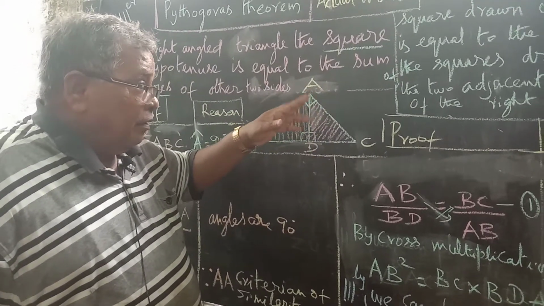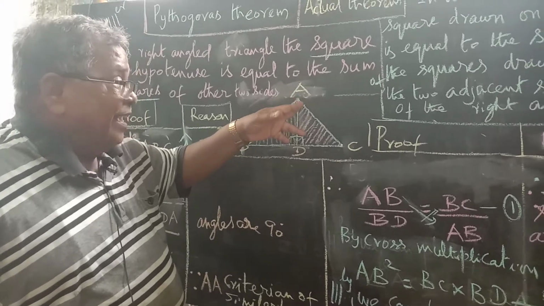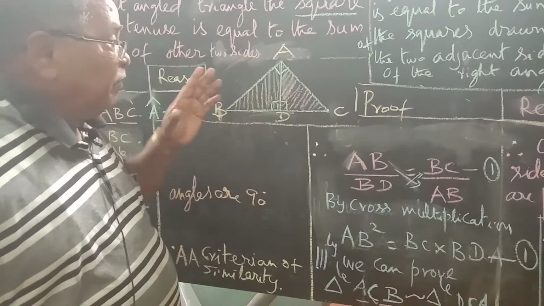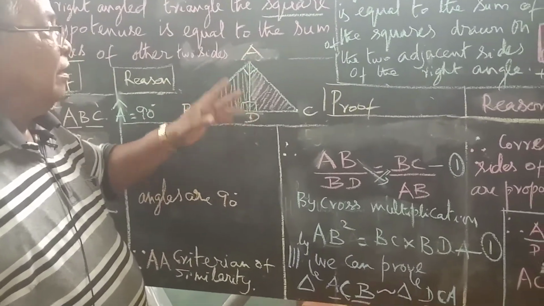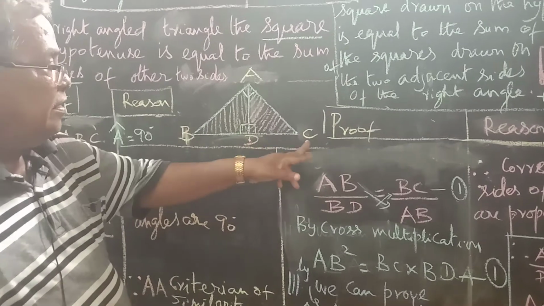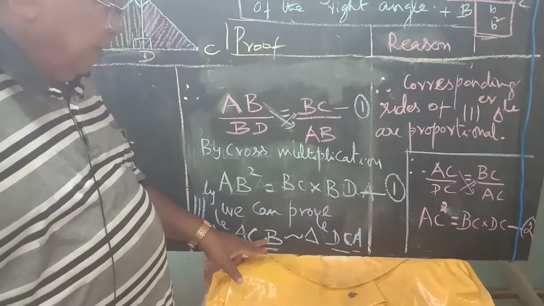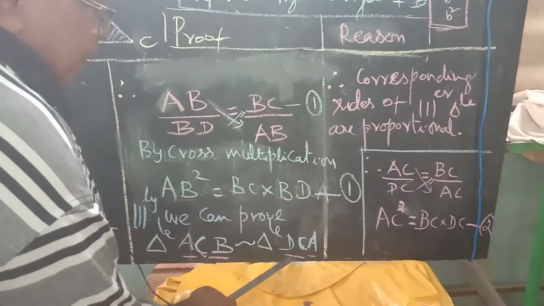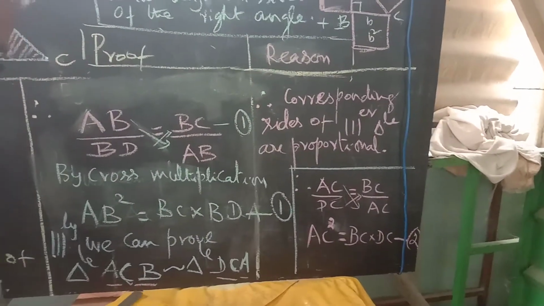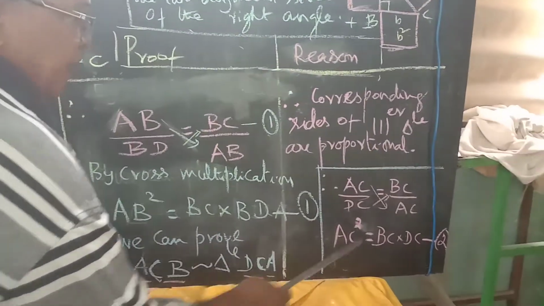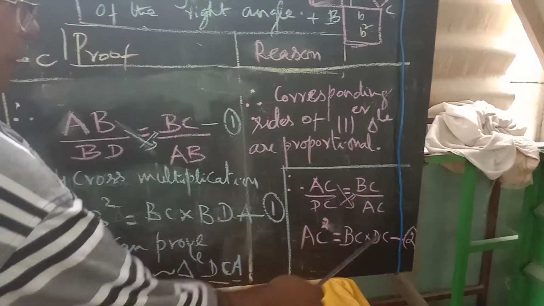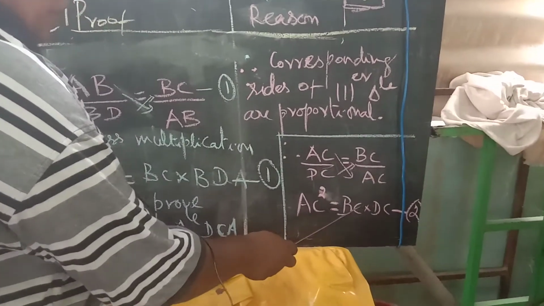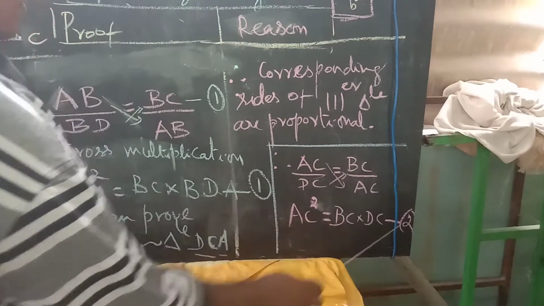Now here the right angle is at A in this triangle, and at D in this triangle. So I am giving first preference to this letter, that is ACB and DCA. Now the proportions are equal: AC by DC, and CB by CA, that is BC by AC. Now cross multiplication: AC into AC, AC squared, is equal to BC into DC. That is the second equation.